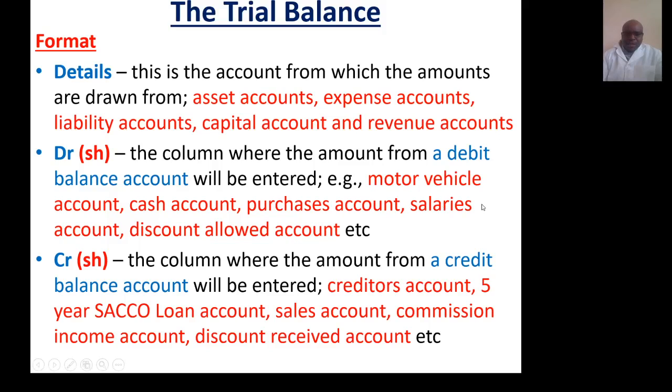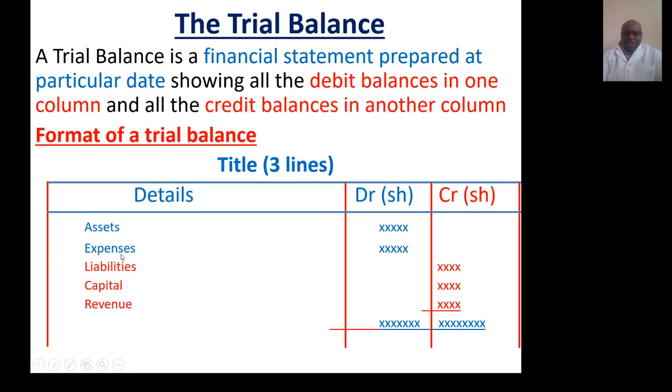Moving forward, the details column is the account from which the amounts are drawn. For example, the asset accounts, expense accounts, liability accounts, capital accounts, revenue accounts, like cash account, bank account, furniture account. We have expenses like salaries account, liabilities like creditors account, capital, and revenue account like commission received, discount received, etc.